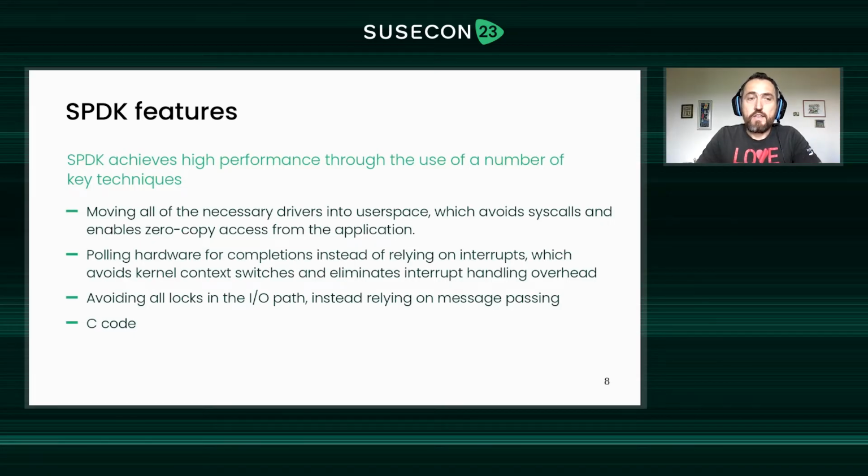Another key technique is to avoid all locks in the I/O path. This can be done by relying on message passing. For example, if we have many threads that have to share some data, we can give the responsibility to update this shared data only to a single thread, and all other threads can send messages to this thread to make the necessary updates of the shared data.